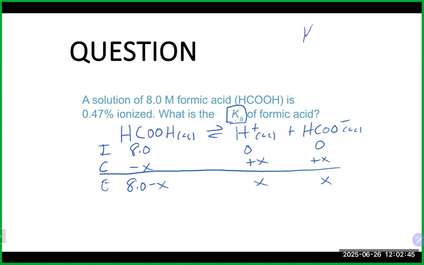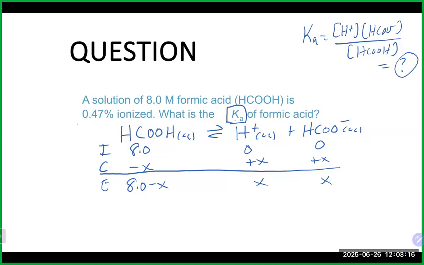We obviously could write our Ka expression, which would be our products over our reactants. And that equals, in this case, what we're looking for. So in a normal situation, we would take that equilibrium line and put it into our Ka expression if we knew the Ka value, and then we could solve for it. But in this case, we're actually looking for the Ka value, which means we need to figure out another way that we could solve for it.